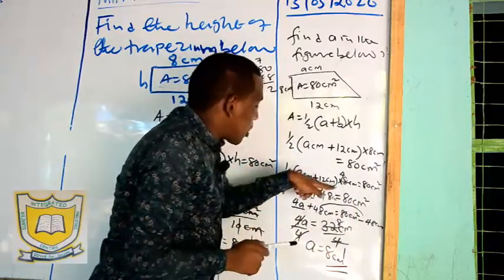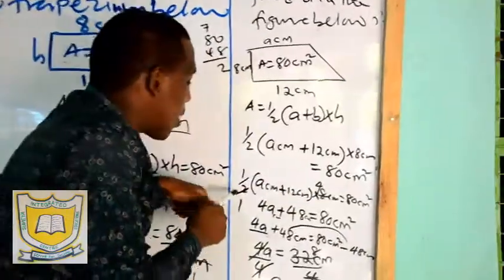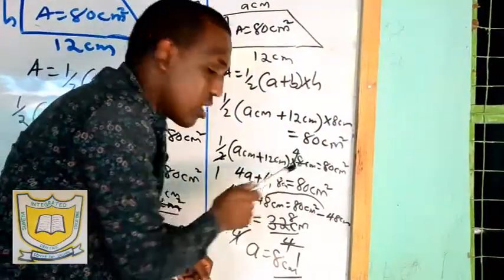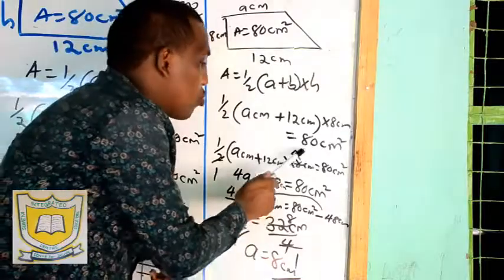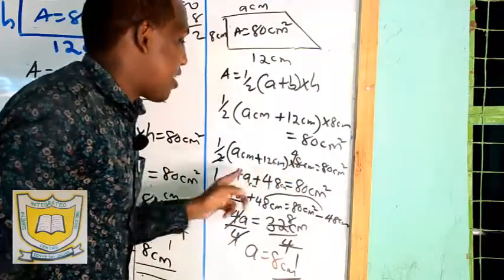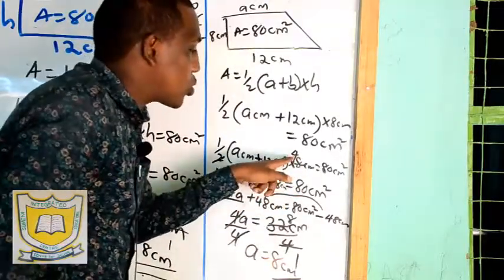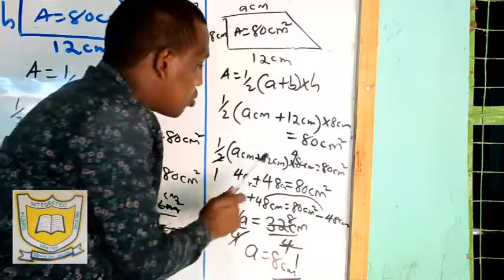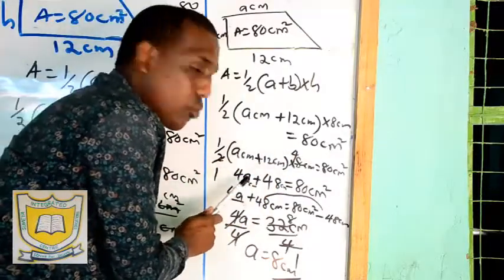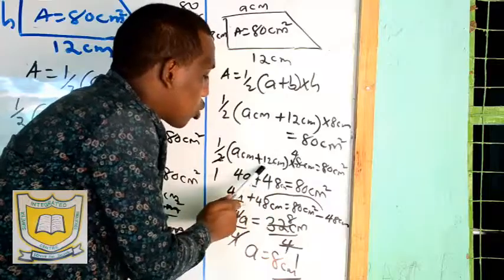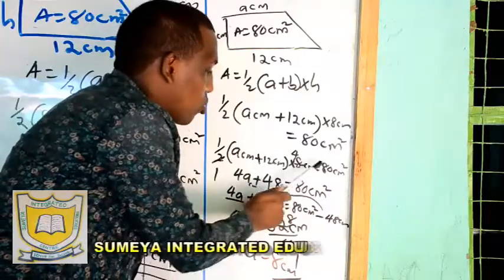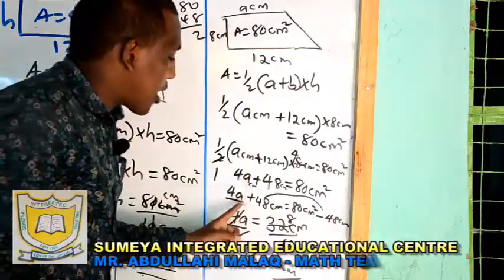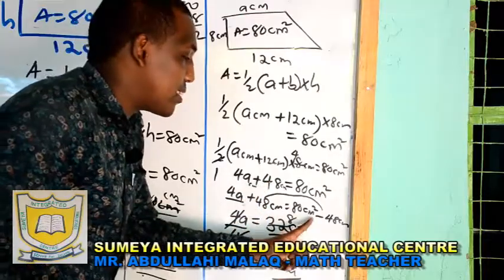Since this one cannot be added, I will divide this half by the height. So by 2, 1, by 2, 4. After dividing half by 8, you use this 4 to remove what's inside the bracket. You say 4 times A is 4A plus 4 times 12 is 48 is equal to total area. 4A plus 48 is equal to 80 centimeters squared.